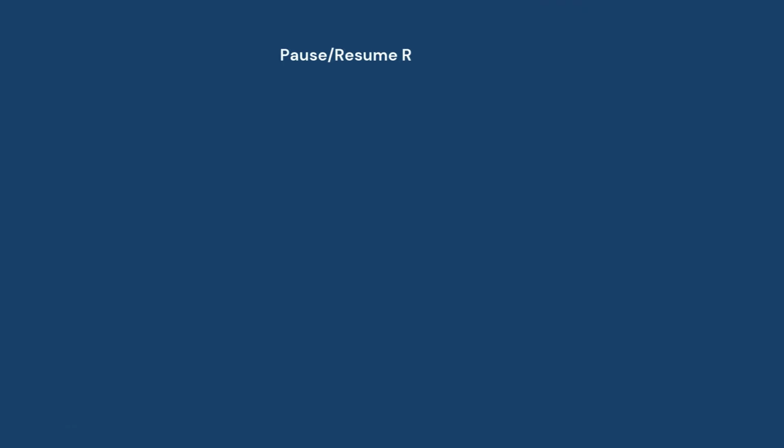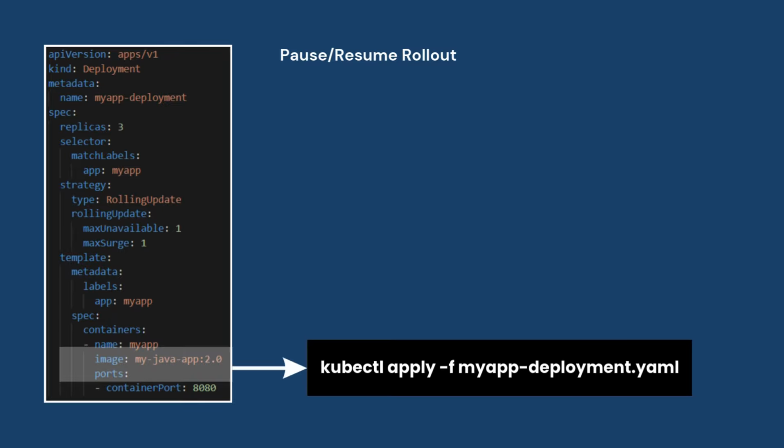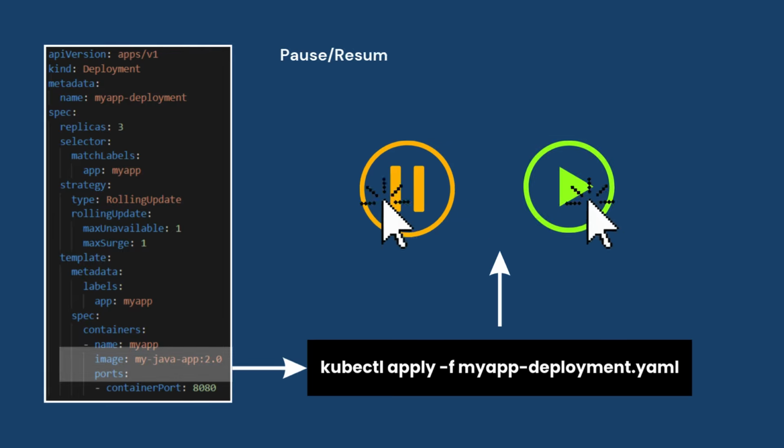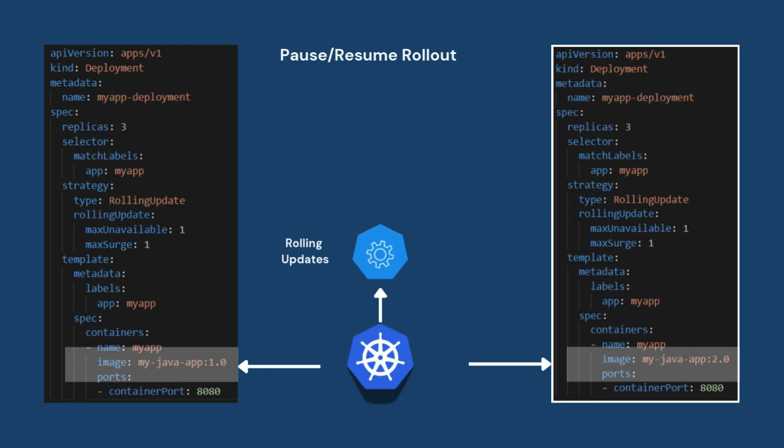Pause or resume rollout. Sometimes when you are updating a deployment, you may not want Kubernetes to immediately finish the rollout. Maybe you want to pause halfway. Kubernetes gives you the control to pause and resume. Let's say with the same deployment YAML, imagine we updated our image from 1.0 to 2.0. Now, as Kubernetes starts rolling out these updates, you can pause the rollout like this.